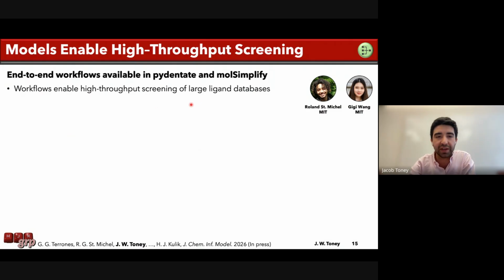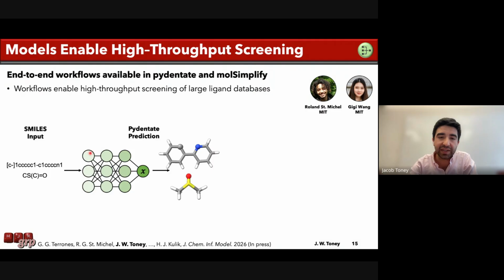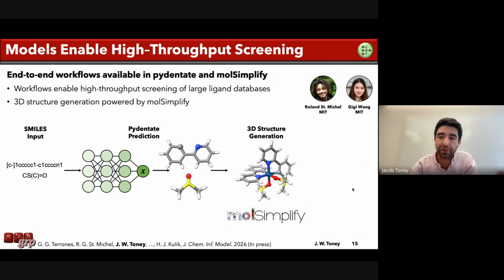And our workflows enable the high throughput screening of very large ligand databases. So start with just a SMILES input, run it through Pidentate and get a prediction of which ligands are going to coordinate to the metal, and then very easily build 3D structures of these using Metal-Simplify.